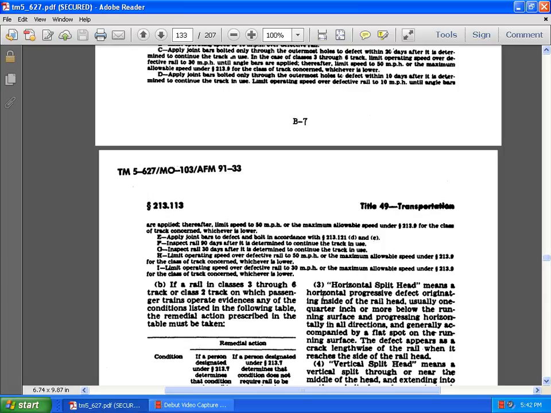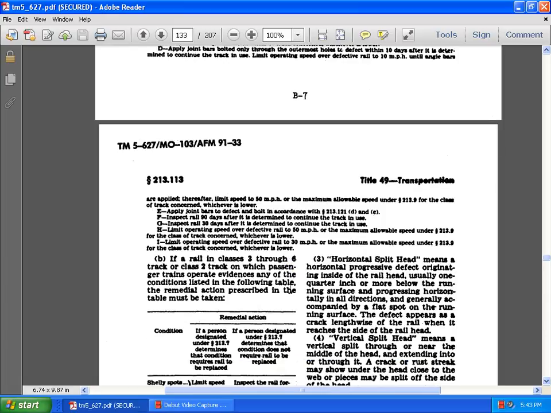B, if the rail classes 3 and C and track class 2, the passenger train operates evidences any of the conditions listed in the following table. Remedial action prescribed in table must be taken. Remedial action condition is designation under the 213.7 determination whether that can recondition requires rail to be replaced. If a person designated under 213.7 determined that the condition does not require a rail to be replaced.